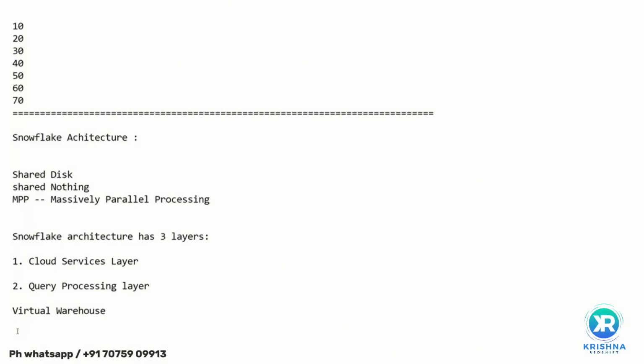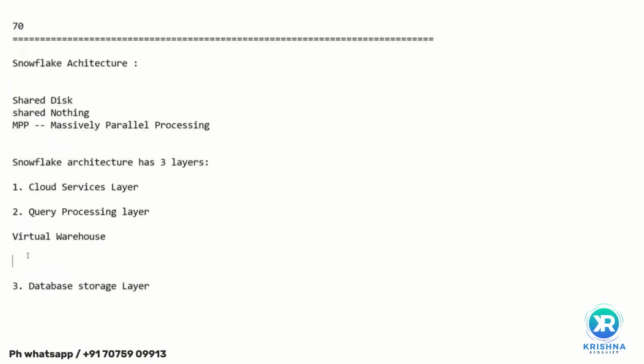Okay, so in the query processing layer, we will have virtual warehouses. We can configure different virtual warehouses like X-large, 2X-large, 4X-large, 8X-large, and each virtual warehouse has its own resources like CPU, IO, and main memory. Since each has its own resources, they are independent. They work independently.